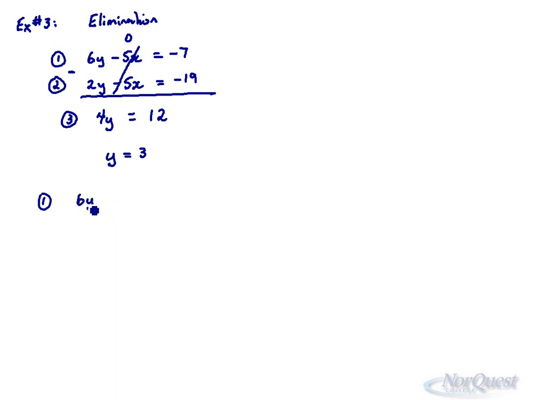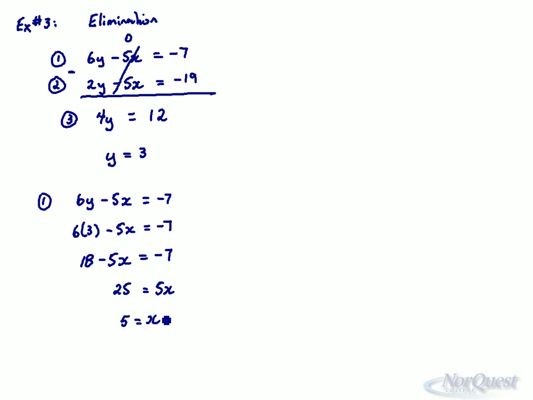6y minus 5x equals negative 7. Plug 3 in for y. 6 times 3 minus 5x equals negative 7. 18 minus 5x equals negative 7. Again, I'm going to move the 5x to the other side, so it becomes positive. 18 plus 7 to give me 25. Divide by 5, x equals 5.